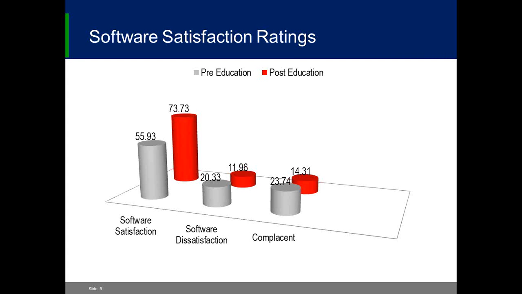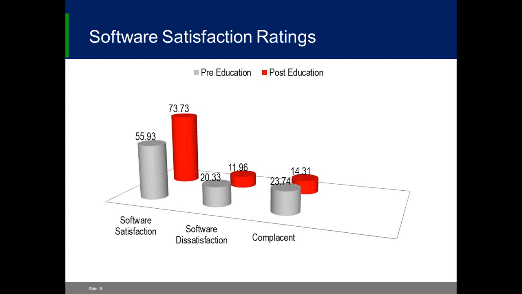So as you can see in the gray columns, that's our pre-education numbers. The red columns are the post-education numbers. And I'd like to call your attention to the complacent columns. You can see a difference of over 9% pre and post, a drop in complacency. There was also a drop in software dissatisfaction post-education of almost 9%.